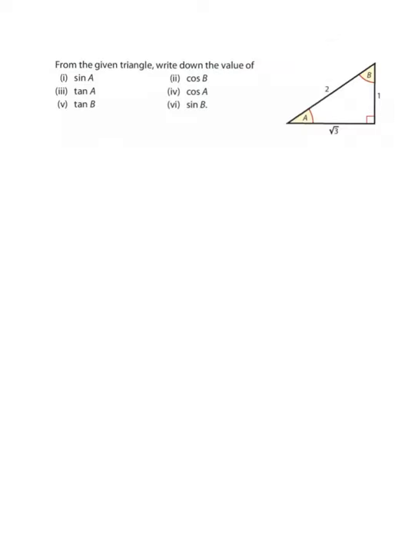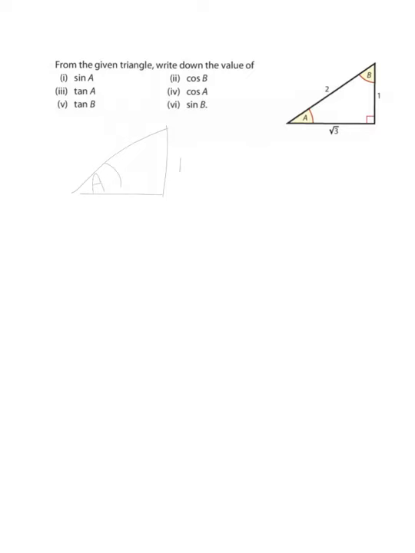Okay, so we'll do another example. It says, from the given triangle, write down the value of sine A and cos B, tan A, tan B, etc. Remember we have to label our sides in relation to the given angle. For this one, it might be easier if we just draw out the triangle with A. So this would be A.